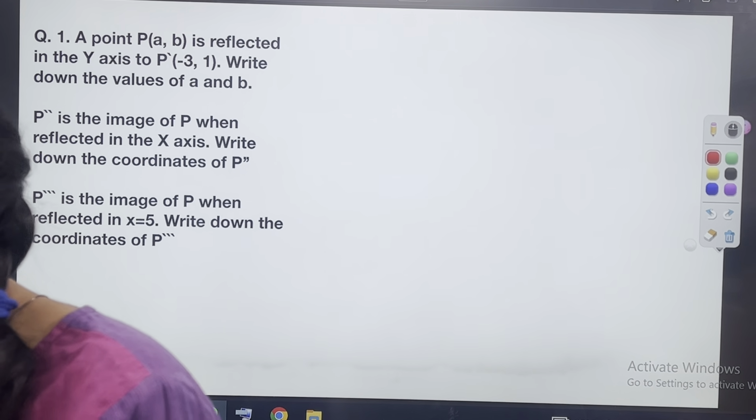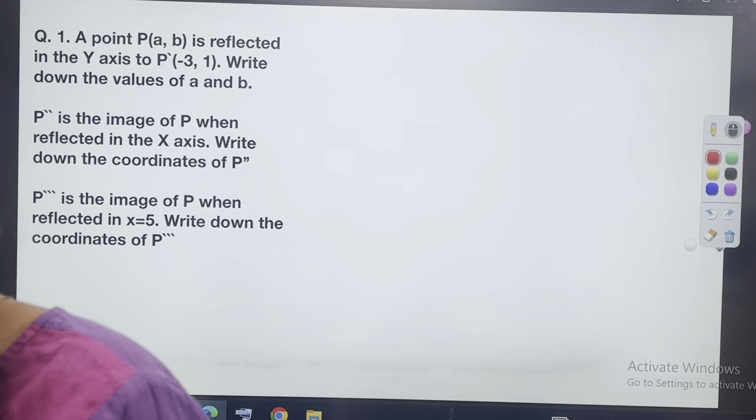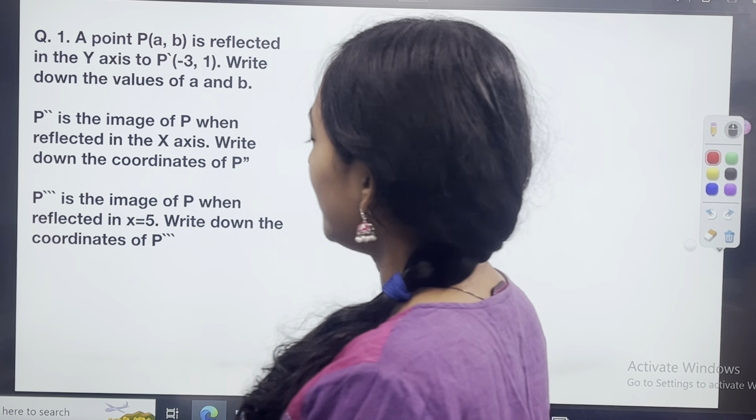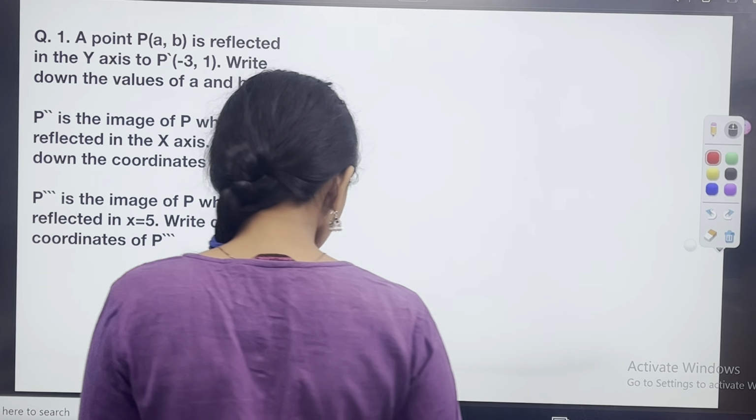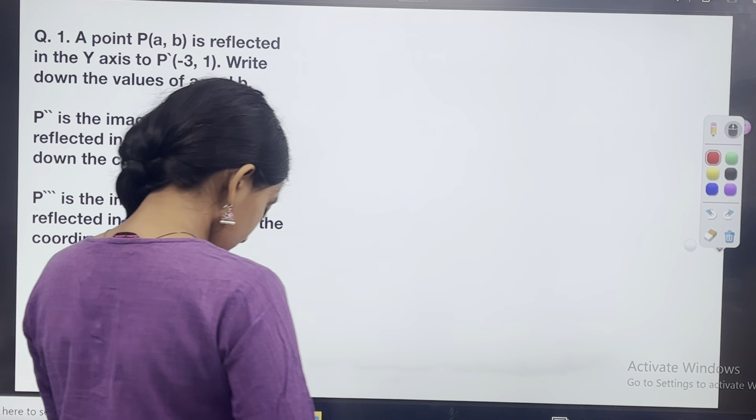Okay. Are you guys ready? I hope you pause it and solve it, because I won't be giving like 5 minutes to solve it, but I hope you have paused. Okay. Let us start.